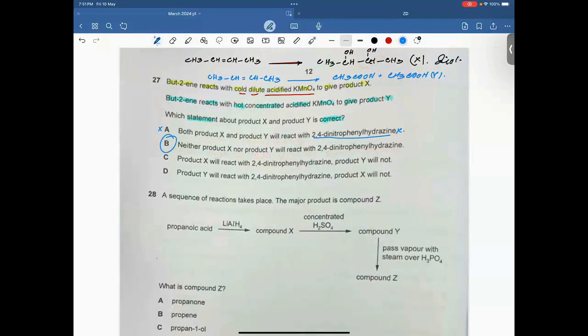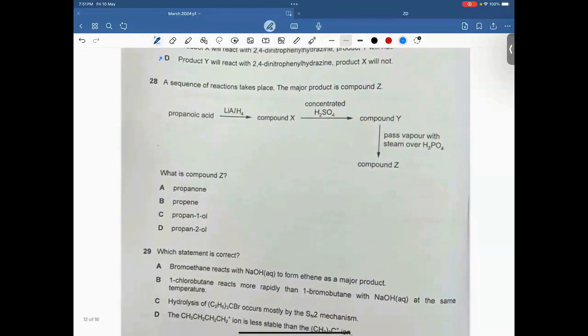Let's talk about other options. Product X will react with 2,4-dinitrophenylhydrazine, but product Y cannot. Again, that's an incorrect option because they cannot react. Product X and product Y cannot react with 2,4-dinitrophenylhydrazine, and therefore C and D options are also incorrect. So B is going to be the right answer for question number 27.